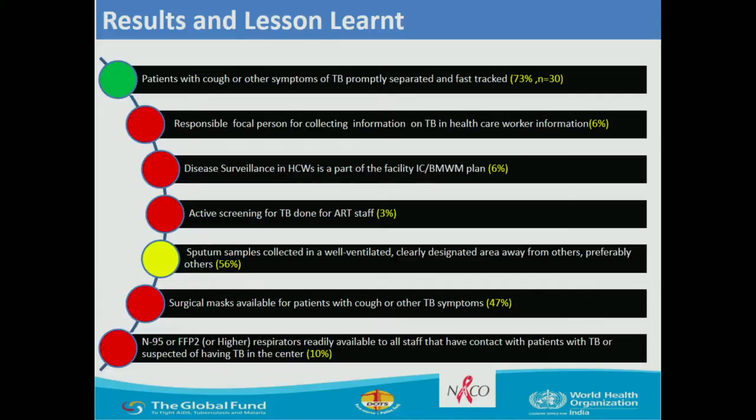There was a constraint seen in the identification of TB cases among the healthcare workers. Only 6% of facilities had a focal point to collect information on TB infection among the healthcare workers. Active screening for TB for the ART staff was lacking. We saw that sample collection for TB diagnosis was well ventilated in the majority of the centers, with 56% having a well ventilated area. Surgical masks for the patients were found in 47% of the facilities. There was definitely a deficit in N95 respirator availability in the majority of the centers.